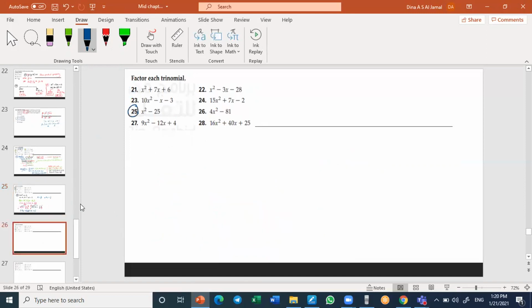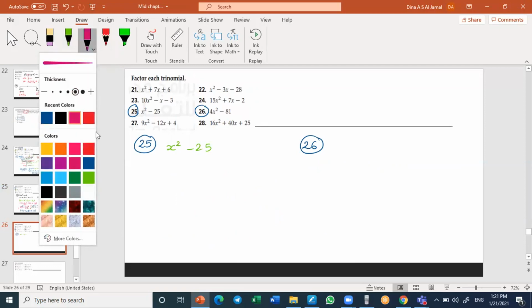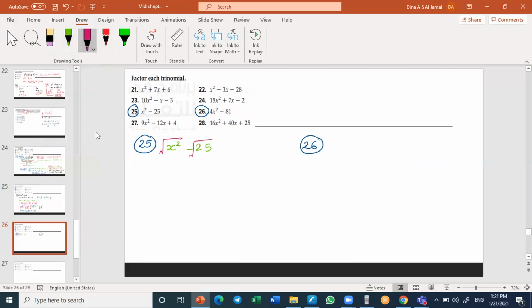Question 25 and question 26. Pay attention to them. Here you are having the binomial x squared minus 25. So it's clearly two squared values. If you take the square root of each value, it will be x minus 5, x plus 5. Always pay attention that it could be simulated as a squared minus b squared.